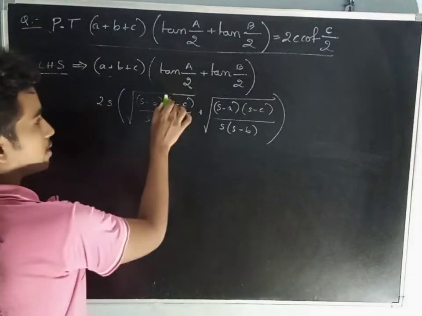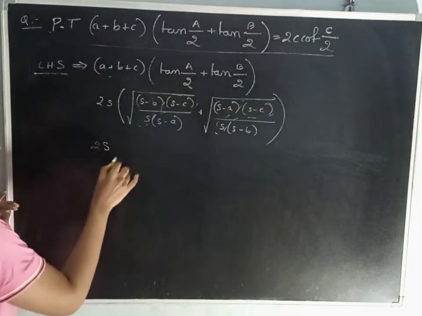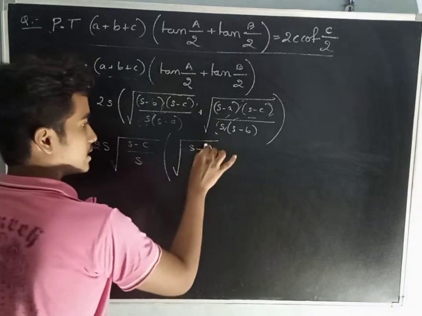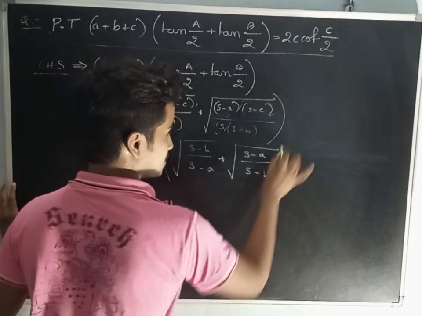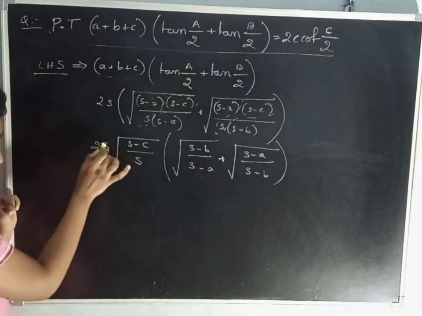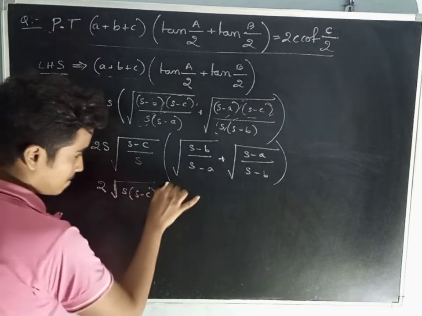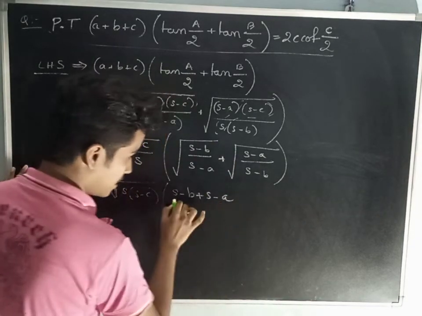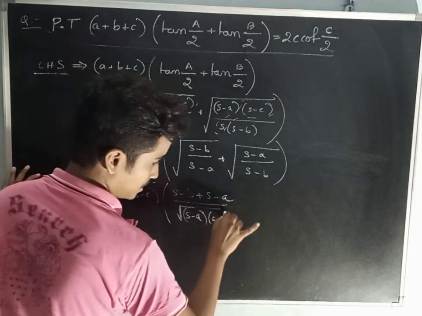Now what I am going to do is take this root (s - c)/s as common, so that I get 2s into root (s - c)/s into [root (s - b)/(s - a) plus root (s - a)/(s - b)]. Next, I am going to take this s inside the root, so that I get 2 root s(s - c) into, taking the LCM, [(s - b) + (s - a)] by root (s - a)(s - b).